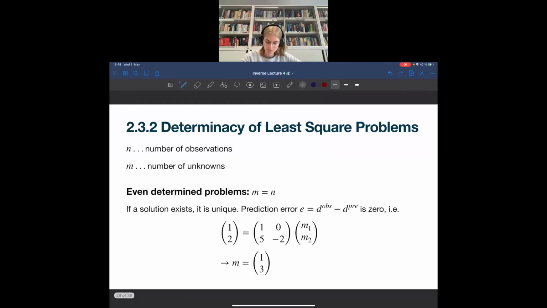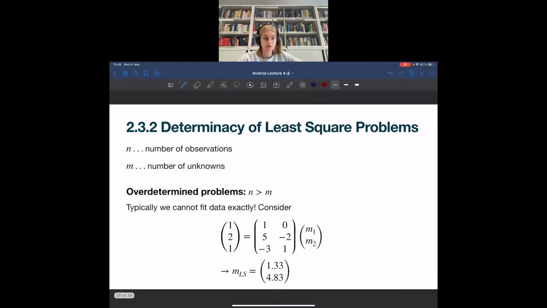Number 2, overdetermined problems where n is greater than m. So we have more observations than we have unknowns. And typically, we cannot fit the data exactly anymore. And this is also the case where most of the time least squares or some form of that is used. So we have the same problem as before, but we have added an additional equation here. So the last one here is added.